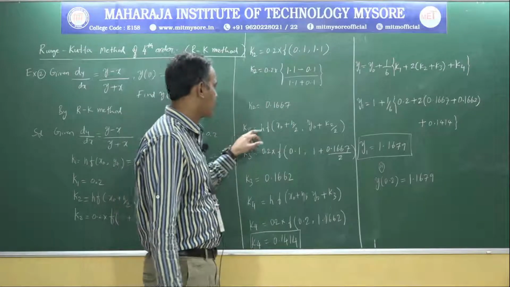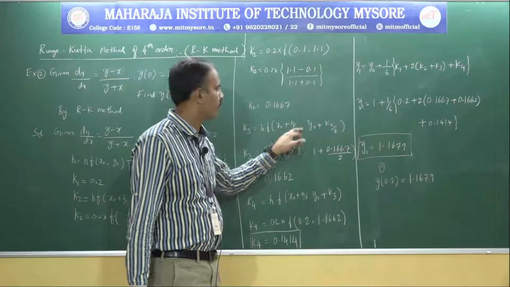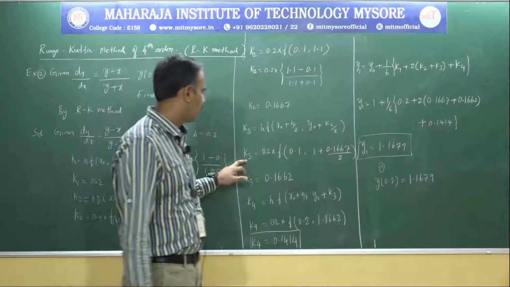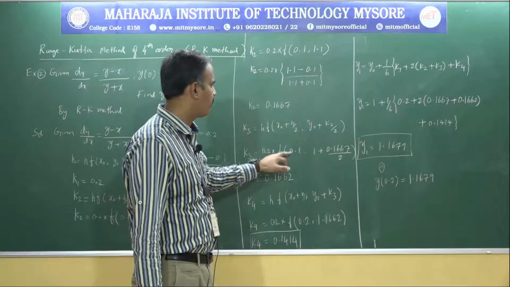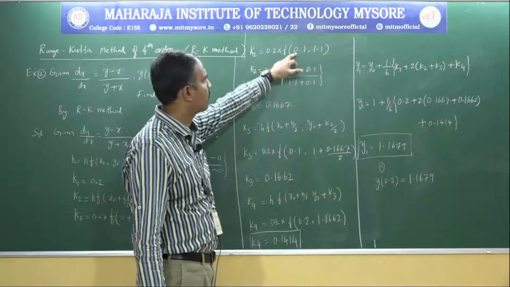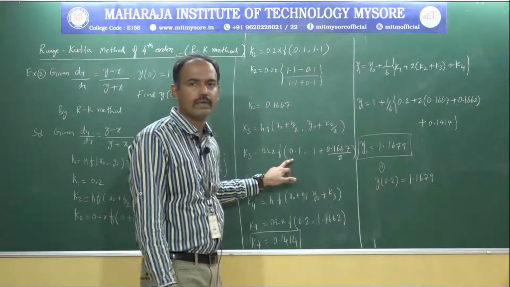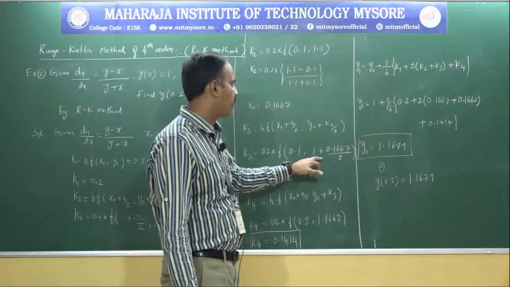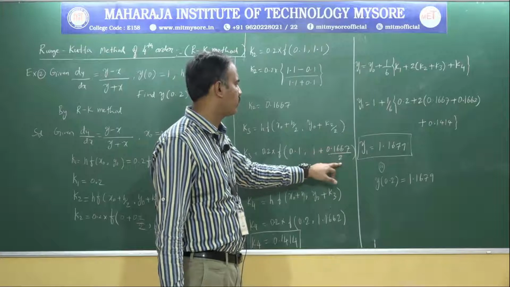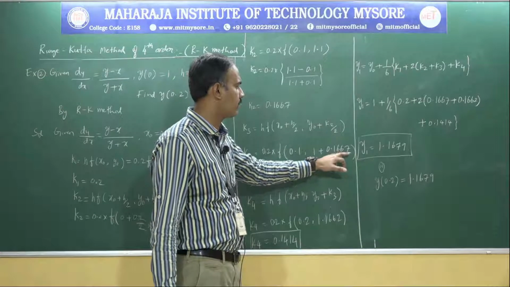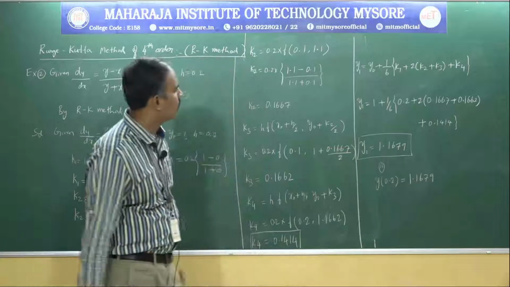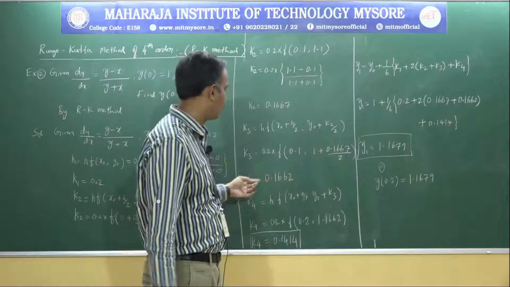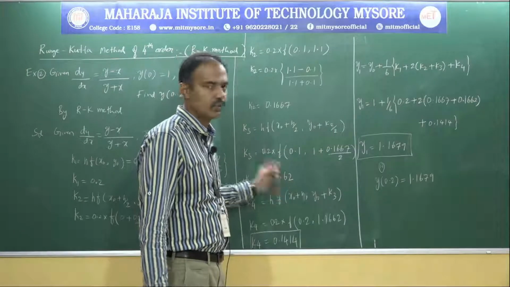Now the k3 here is h times f of x naught plus h by 2, comma y naught plus k2 by 2. K3 is 0.2 into f of 0.1. Already we have the previous data x naught plus h by 2, so directly we can write 0.1. Now the next one, 1 plus 0.1667 by 2, because here the k2 value is 0.1667, denominator 2. Now using the calculator, after applying the function and simplifying, we get k3 as 0.1662.